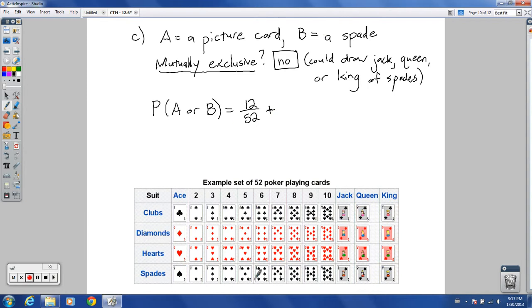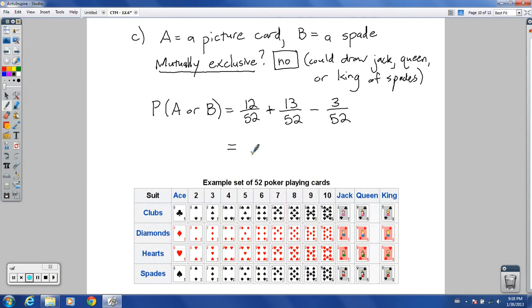How many spades are there? All these are spades. Just like before, we had 13 diamonds. Same thing here. These are 13 spades. So we're going to be adding 13 over 52. Notice, again, I'm keeping these out of 52 because I want to keep that common denominator. And so I want to subtract now the ones that are both spades and picture cards at the same time. And we already saw that there's only 3 of those. It's the Jack, Queen, and King of spades. So we're going to subtract 3 out of 52 from all that.